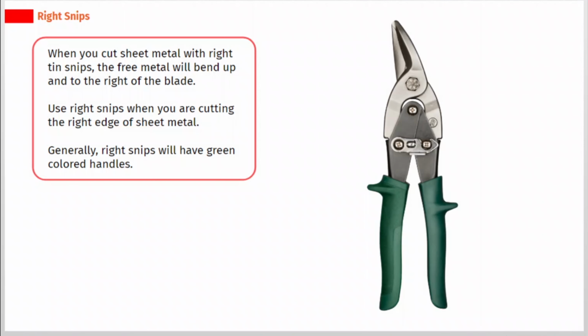When you cut sheet metal with right tin snips, the free metal will bend up and to the right of the blade. Use right snips when you are cutting the right edge of sheet metal. Generally, right snips will have green colored handles.